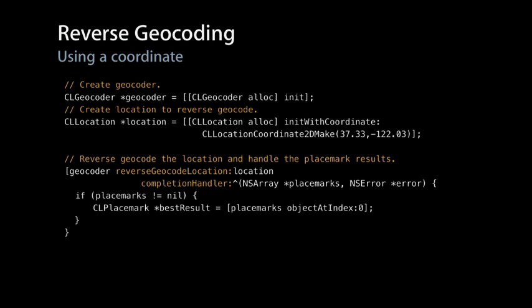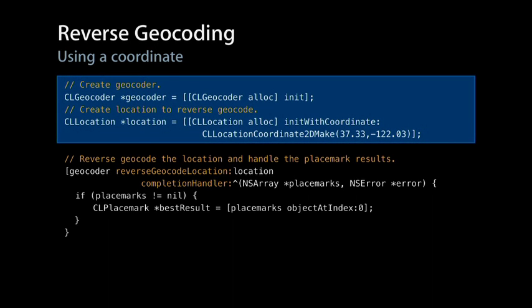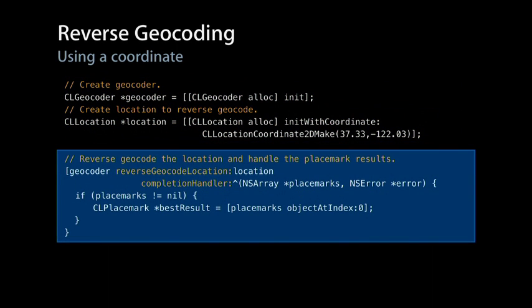To do a reverse geocode, the first thing you need to do is create a CLGeocoder object. This will do the geocoding for you. Then you need to create a location to reverse geocode. You can see here that I've created a location using a latitude and longitude value. Then you call reverseGeocodeLocation, passing in the location that you just created, and a completion handler, which is the block that will execute when the geocoding request comes back. You can see here that I'm just grabbing the first object from the array, but you would want to check the whole array to make sure that you're using the best value possible.